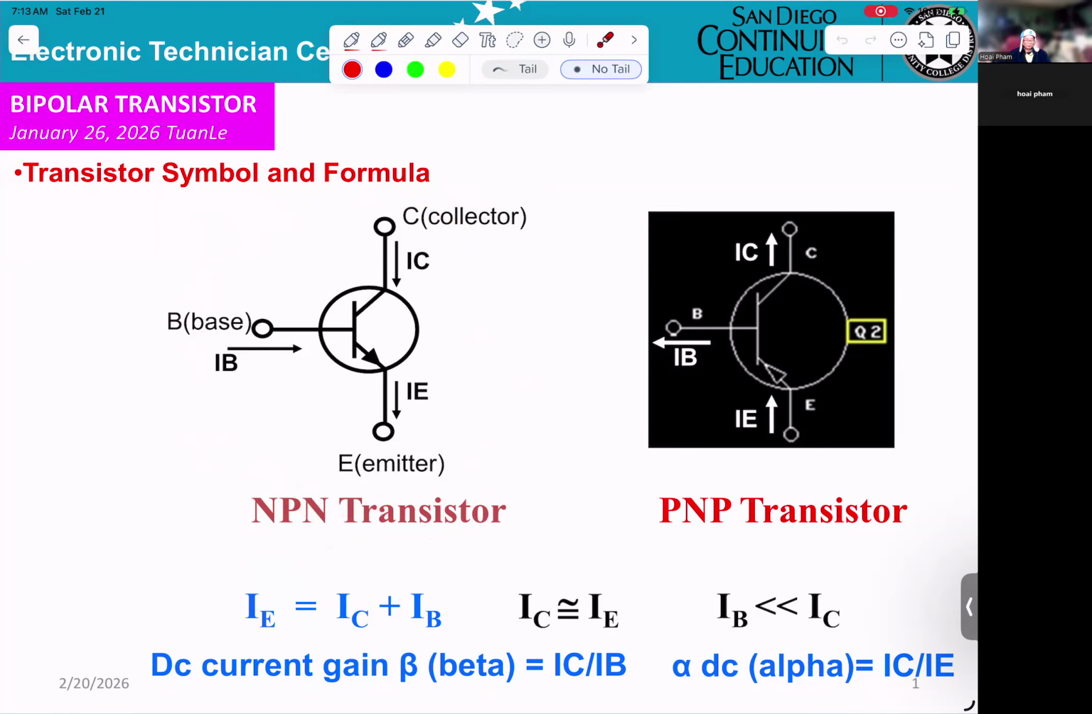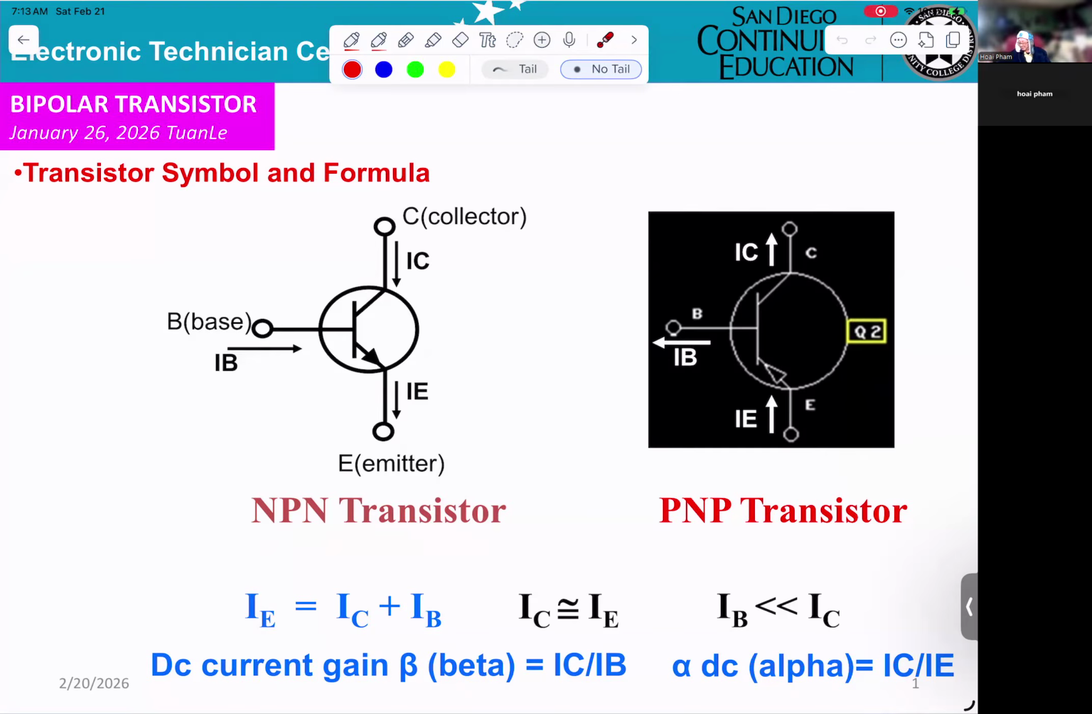We have a few different transistors. One will be the NPN transistor, and the other one will be the PNP transistor. Both, we'll see what the difference is.